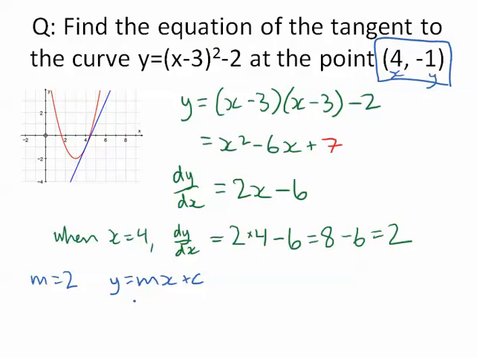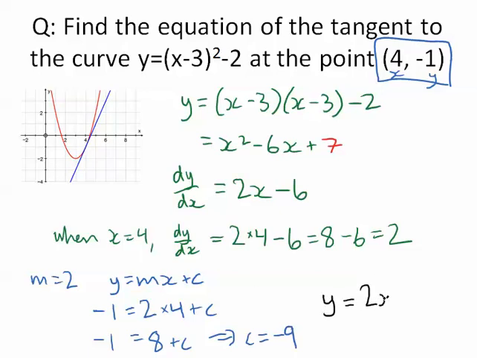So let's put all our numbers in. We've got minus 1 equals 2 times x, which is 4, plus c. So minus 1 is equal to 8 plus c. And that means that c is equal to negative 9. So the full equation that we get is y equals 2x minus 9. And that's the equation of the tangent.